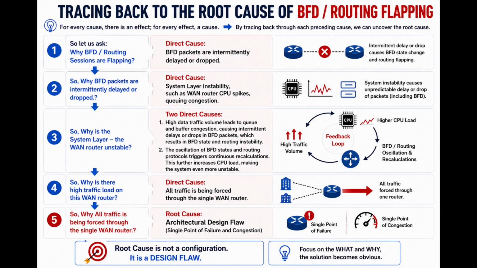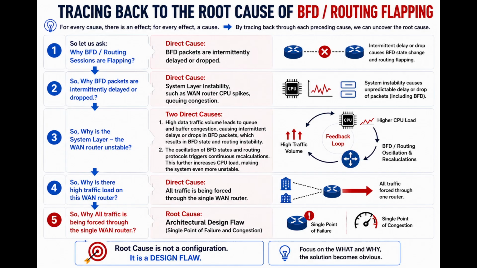There are 2 direct causes here. The first cause is high data traffic load leads the system unstable. Here, the system is the WAN router. The second cause is the BFD and routing flapping in turn makes the system even more unstable. In one word, high data traffic load triggers BFD and routing flapping, which triggers a feedback loop.